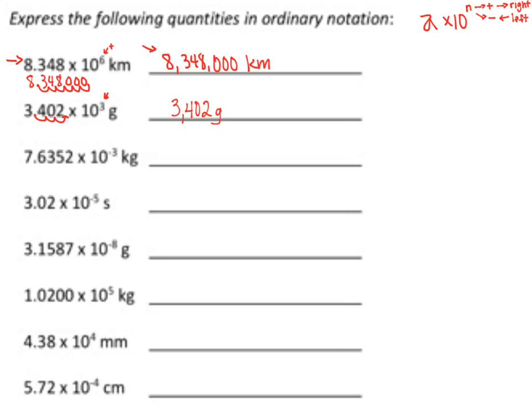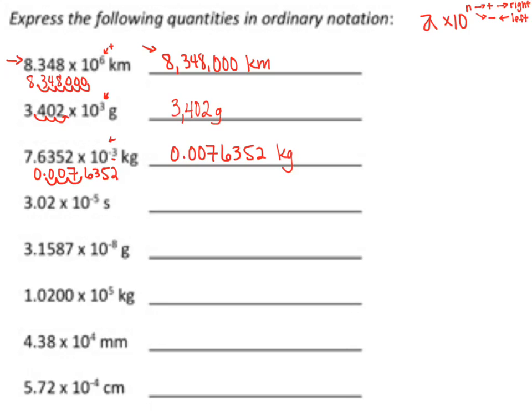All right, here's my first negative number. So in this case, the decimal point is going to be moving to the left. So if I were to write 7.6352, this decimal point will move to the left 1, 2, 3. So I'm adding 2 zeros in front of the 7. So this is a very small number, so it's going to become 0.0076352 kilograms.